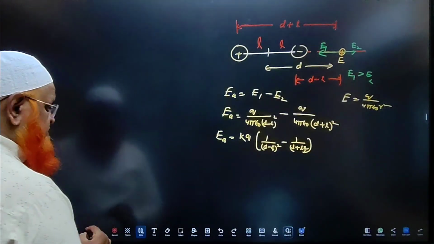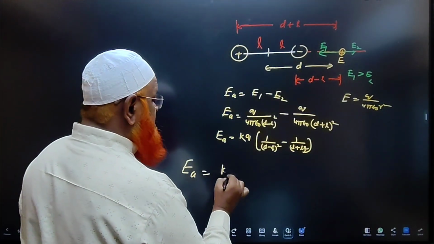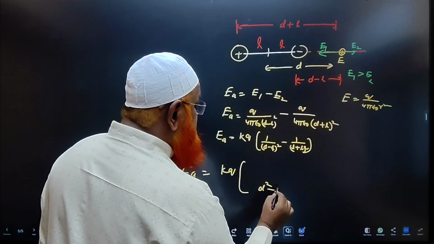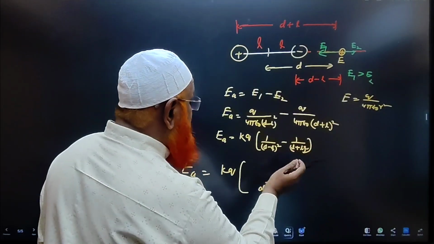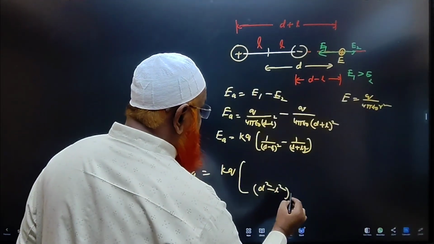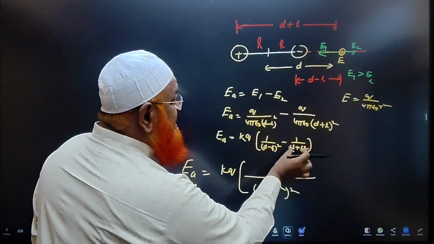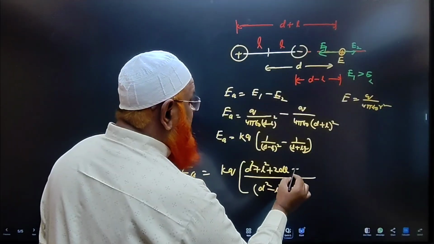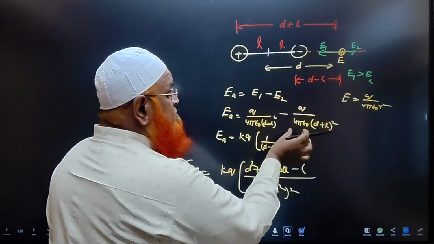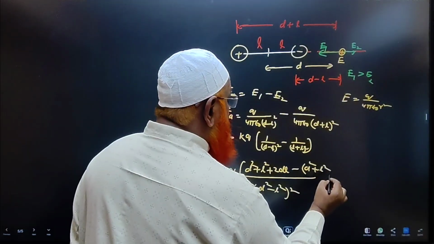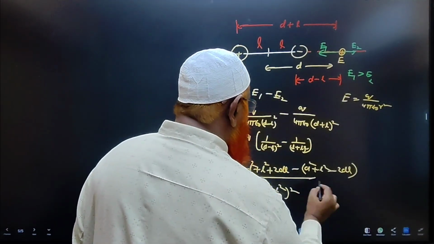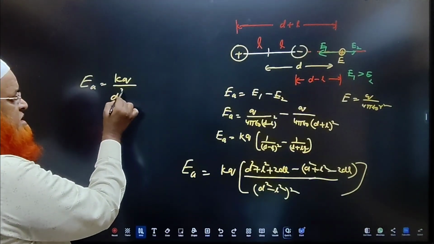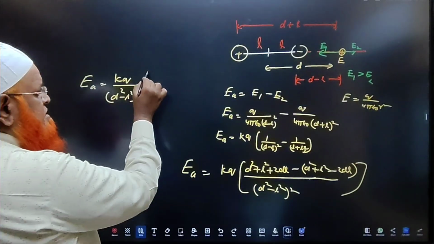What is the final step here? E along the axial line is KQ times, from d minus L and d plus L, d square minus L square. Again, one more d minus L and one more d plus L give d square minus L square; both together are taken as a whole square. And the numerator is of the form A square plus B square plus 2AB minus A square plus B square minus 2AB. Then E along the axial line is KQ by d square minus L square whole square.